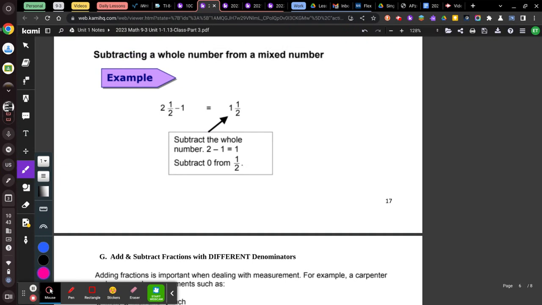If I want to subtract a whole number from a mixed number, all I'm literally doing is looking at the big numbers. I don't need to look at the fraction. I literally look at the big numbers, and that's all I'm subtracting. Just the big numbers, yep.